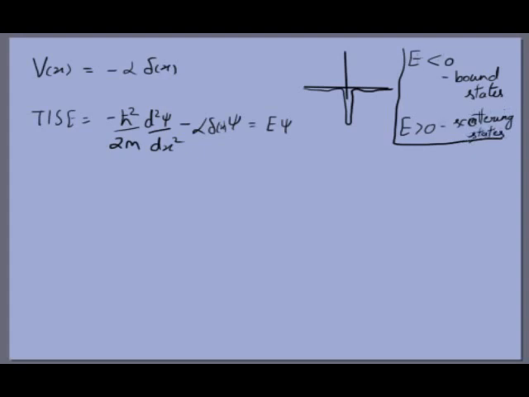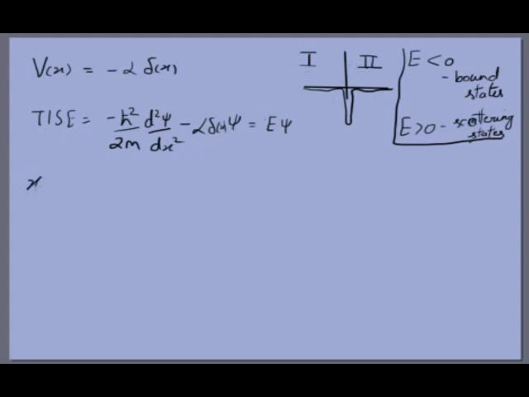So let's start with E less than 0, that is bound states. And we'll solve this in two separate regions. Region 1, which is x less than 0, and region 2, where x is greater than 0. Because in both these regions, V of x is 0 everywhere.